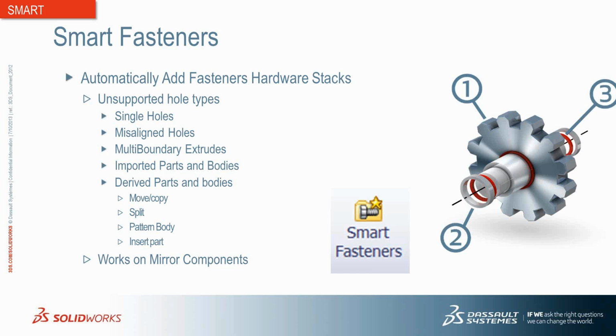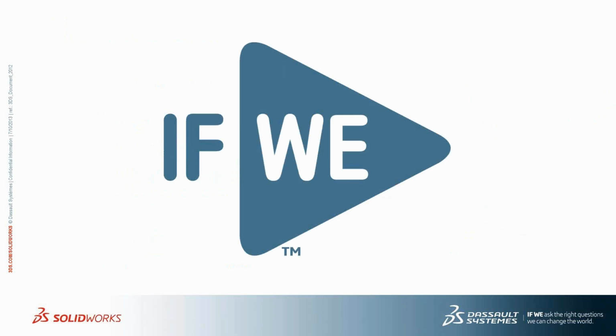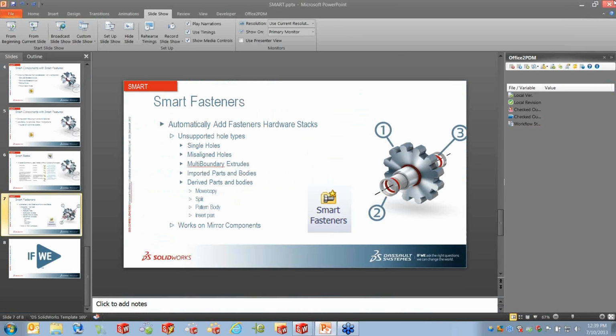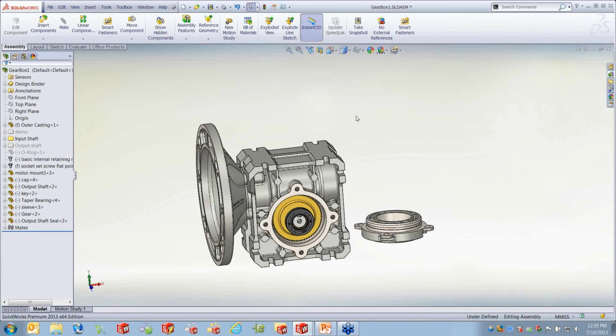If you extrude a square with a circle in the center of it, what we call a multi-boundary extrude, it's not going to see that center as a place to put a fastener. It's not going to work on imported parts, imported bodies, or derived parts and bodies. But it does work on mirrored components.